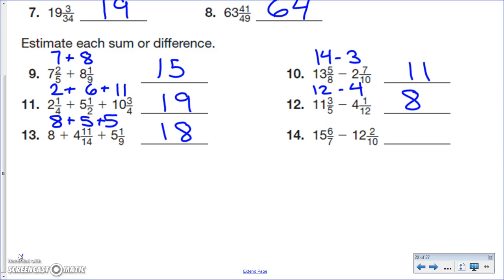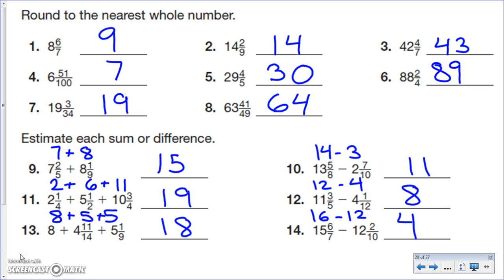Then for number 14, we have 15 and 6/7 minus 12 and 2/10. So the 6/7 is going to round that number up to 16. The 2/10 is going to tell us to round down, so we get 16 minus 12, which equals 4. Please make sure you have all of the work copied down and glue this page in your math notebook.